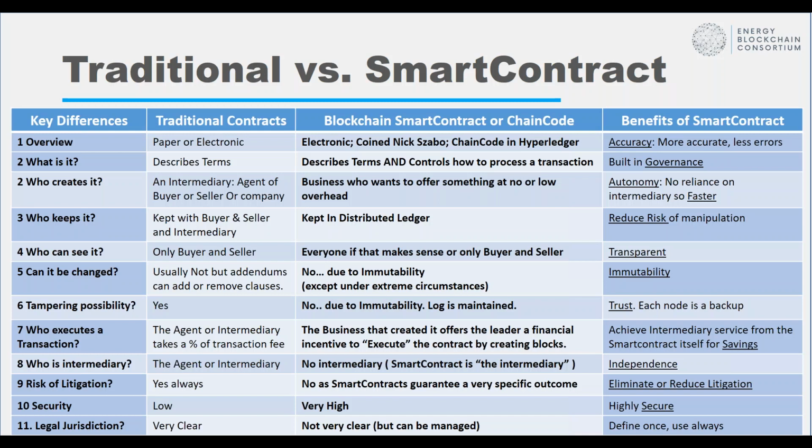Who creates this traditional contract? It's an attorney or an intermediary who does it. But in case of a smart contract, it's an entity, a business who really wants to offer something with zero overhead or a low overhead. Think of it like that. It's kept in a distributed ledger compared to a traditional contract. It's kept physically in a ledger, or it's controlled by the smart contract itself. It's perpetualized, memorialized forever, actually.